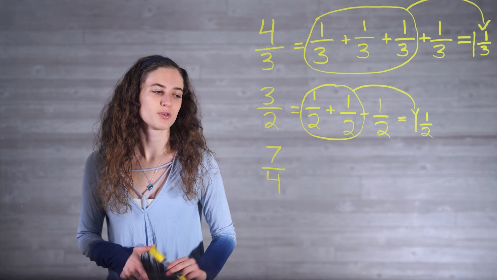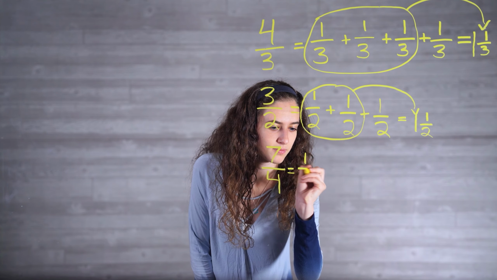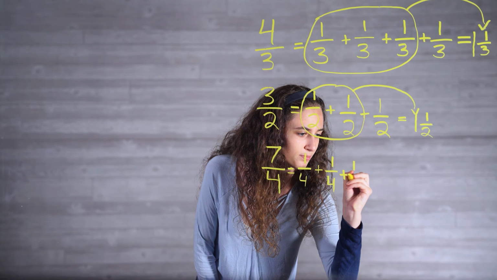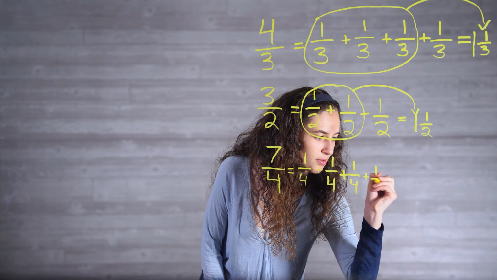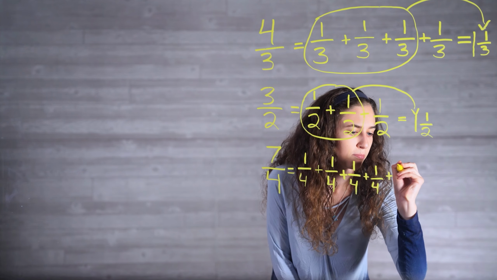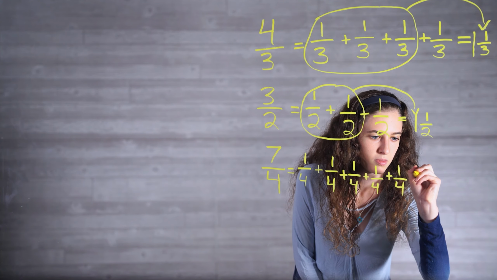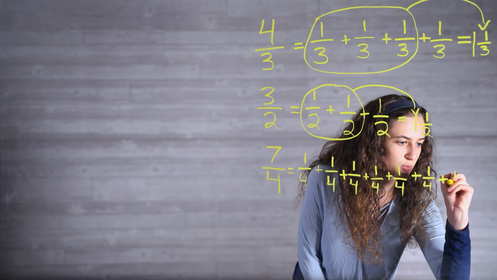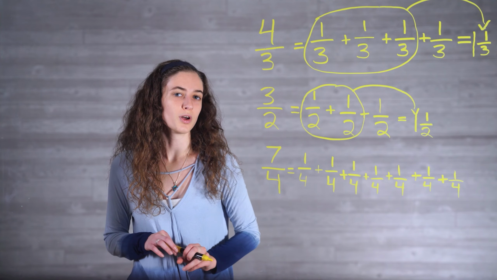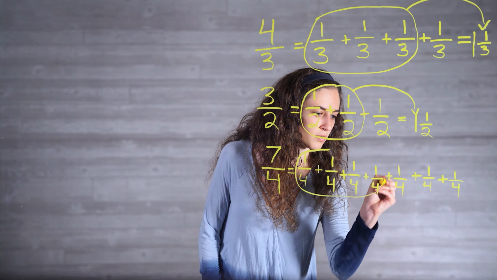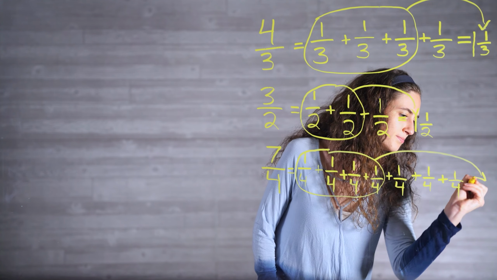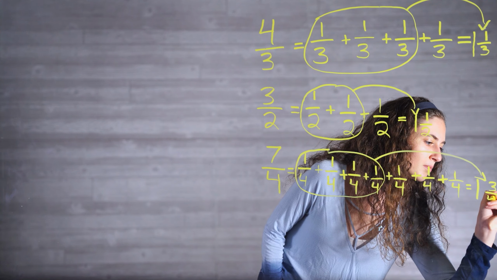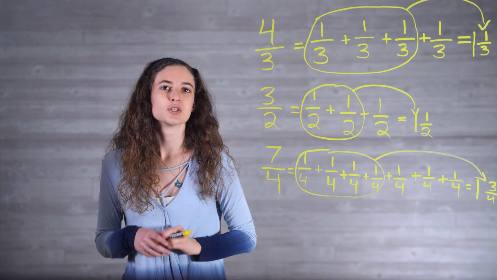Let's try one more example, 7/4. 7/4 is the same as 1/4 plus 1/4 plus 1/4 plus 1/4 plus 1/4 plus 1/4 plus 1/4. Now we know that 4/4 are grouped as 1 whole. So these 4/4 pulled over to equal 1, and we're left with 1, 2, 3/4. 7/4 written as a mixed number is 1 3/4.